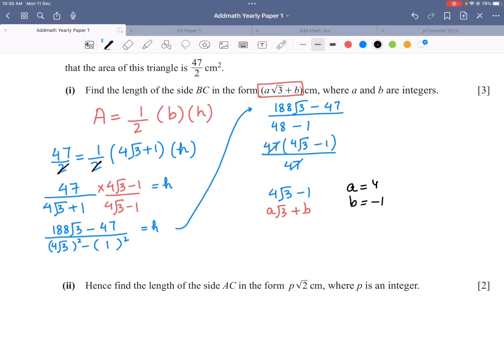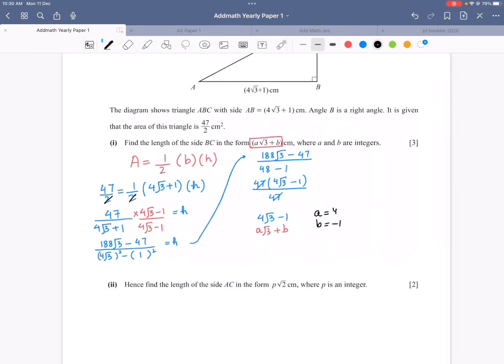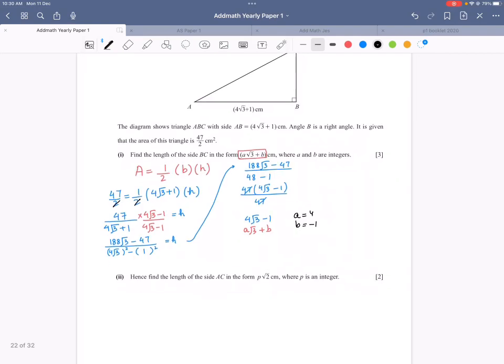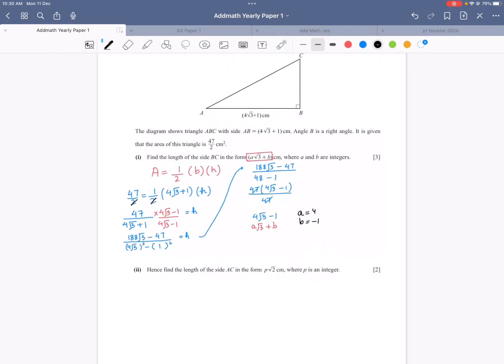After that, hence find the length of AC in the form of p under root 2, where p is an integer. Alright. So now we need to find out the length of AC. We can do it by using Pythagoras here. So that will be hypotenuse square equals opposite square plus adjacent square. So we can pick any length because there is no angle.